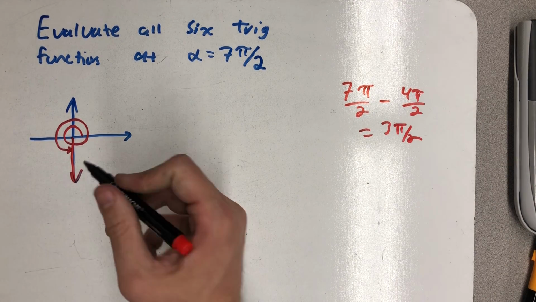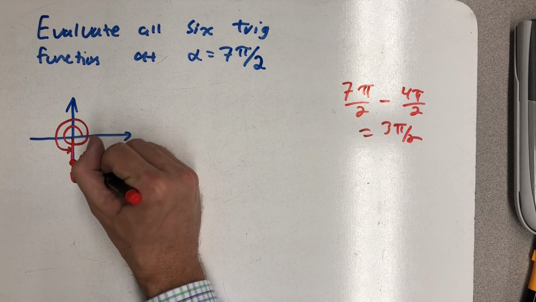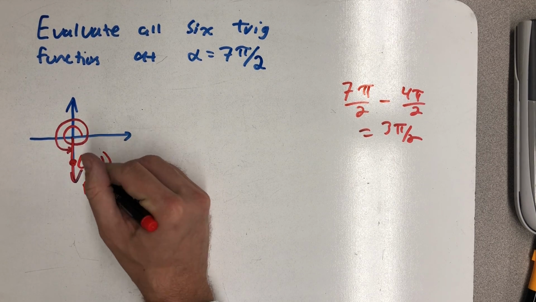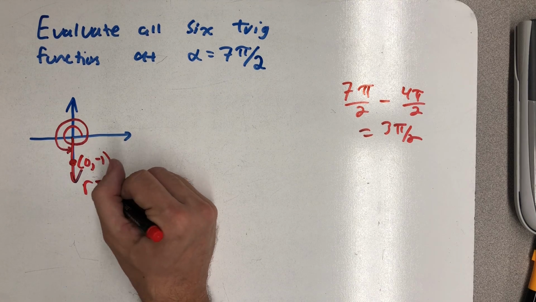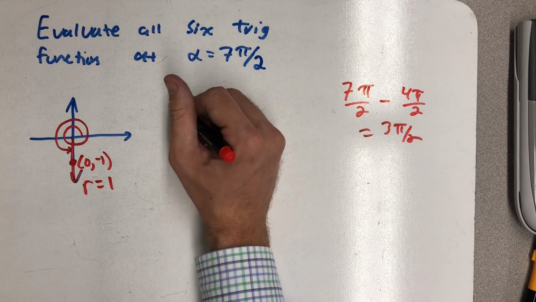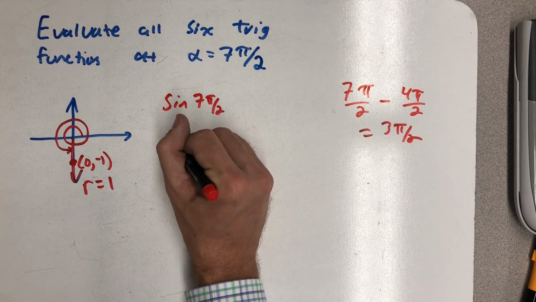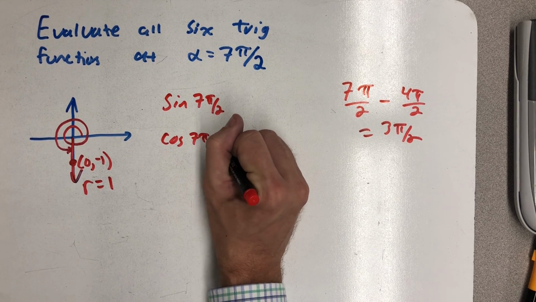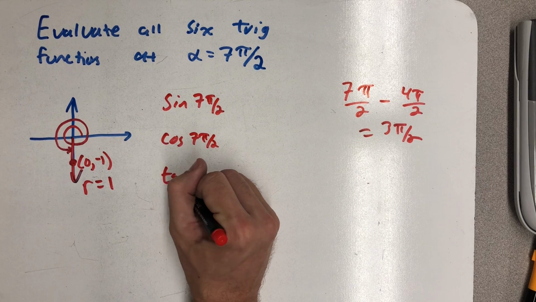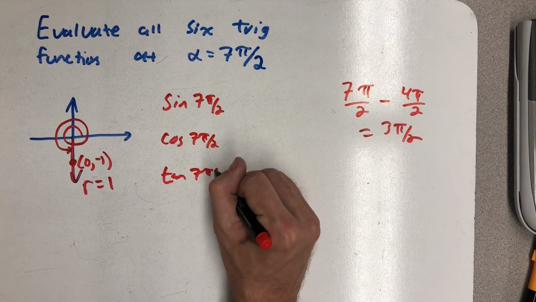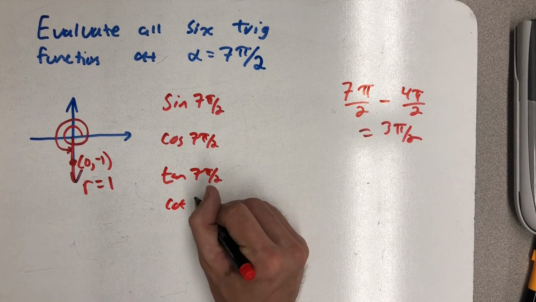All right, so I need a point on that terminal side. I'm going to choose 0, comma, minus 1. And that's 1 unit down from the origin, so r is 1. I could write this as an alpha, but because I actually have a radian measure here, I'm just going to say these are my trig functions evaluated at that particular angle.